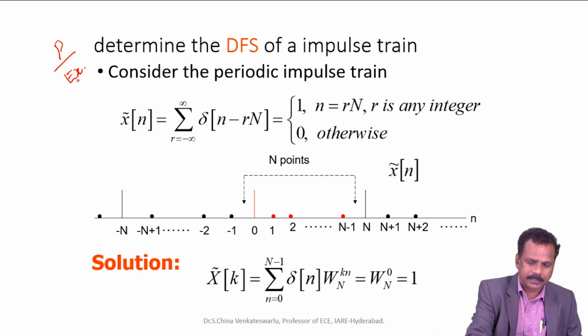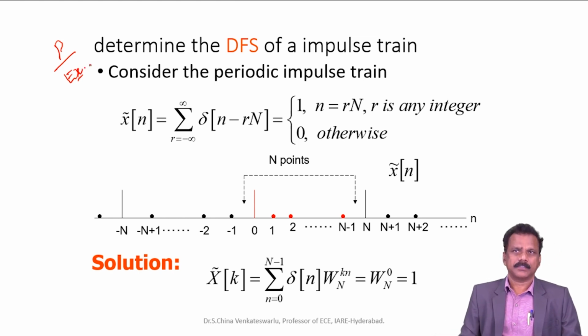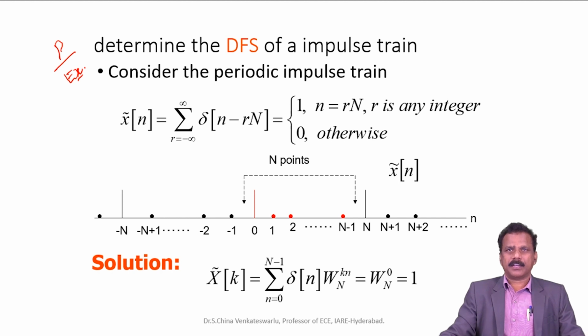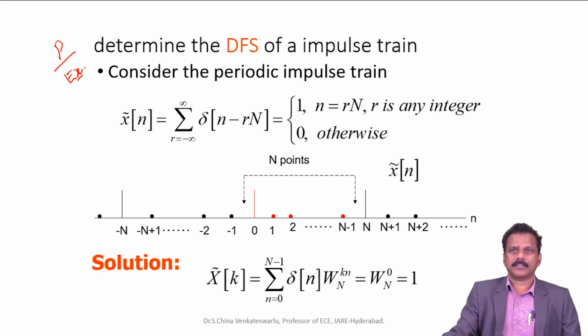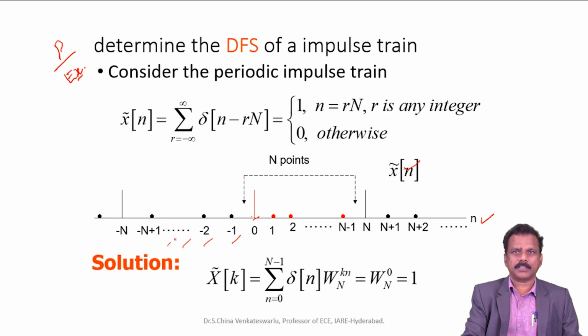The example is: determine the DFS, discrete Fourier series, of the impulse train. Consider the periodic impulse train like this, where n versus x of n. From the origin to minus 1, minus 2, minus 3, minus 4, up to minus N plus 1 and minus N. Then 1, 2, 3, 4 and so on up to N minus 1, then N plus 1, N plus 2, N plus 3 up to this value.